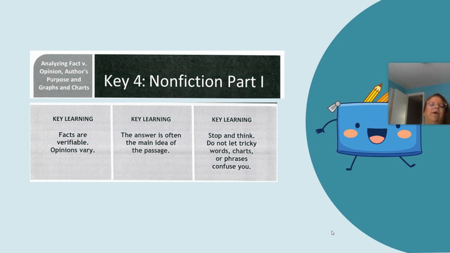So, our key learning is that facts are verifiable, opinions vary. The answer is often the main idea of the passage. And the key learning is to stop and think and do not let tricky words, charts, or phrases confuse you.